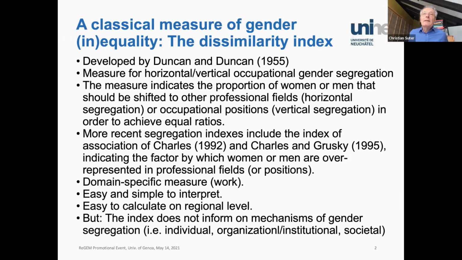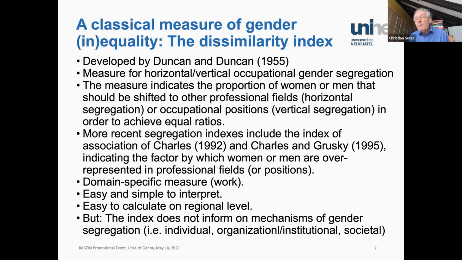Horizontal gender segregation means the differences between men and women in different professional fields. Vertical segregation concerns the differences of the proportions of females and males in different occupational positions, vertical positions, which means from top management to lower level of management, intermediate positions, and then at the end you have unskilled workers. So this is a very classical measure. Of course, it is a domain-specific measure. It concerns work. Work actually was one of the most important domains studied very early in sociology and inequality research.